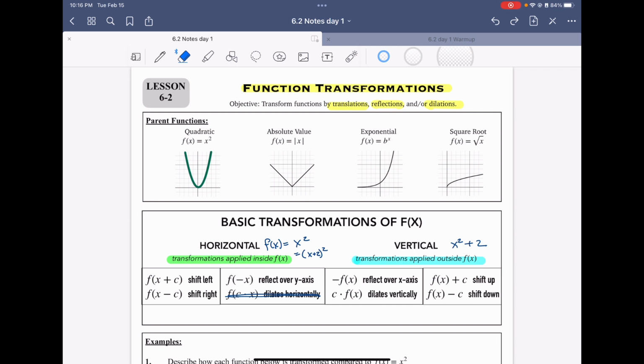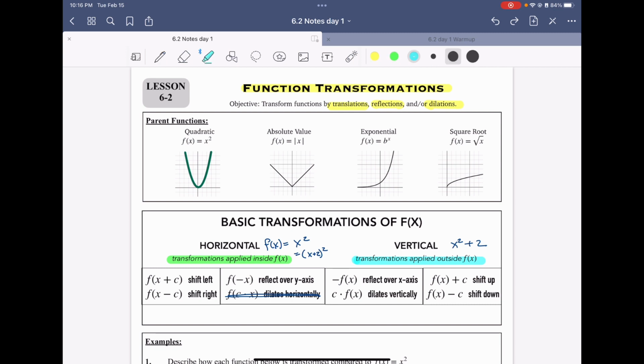And basically they work exactly the same. The transformations work the same. But there's just a few things I wanted to go over to help clarify and just go over a few more examples. So one thing, first of all, is I wanted to look at what those parent functions look like.